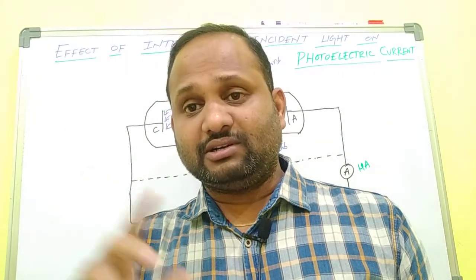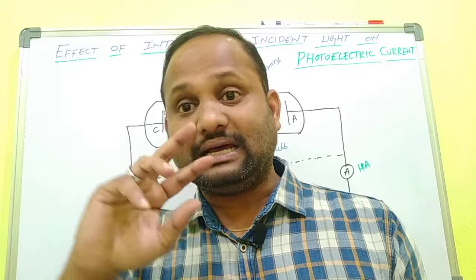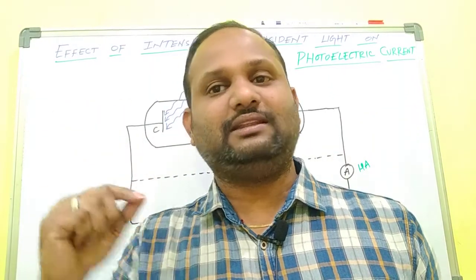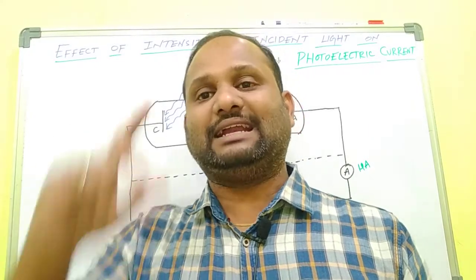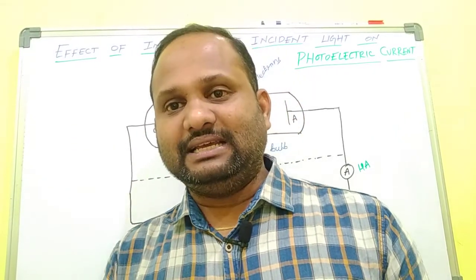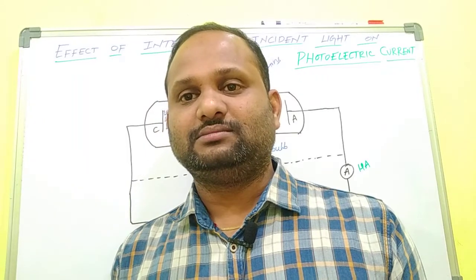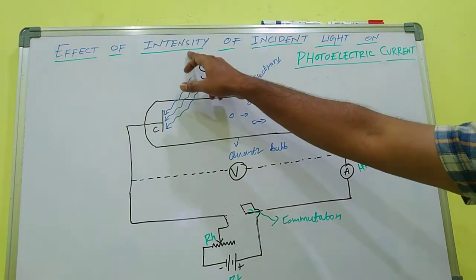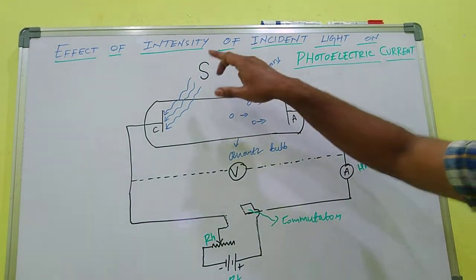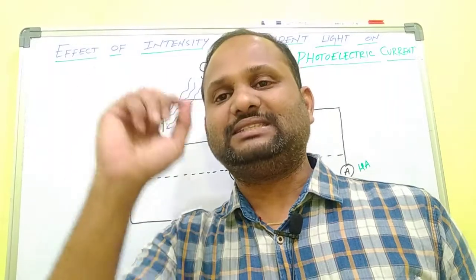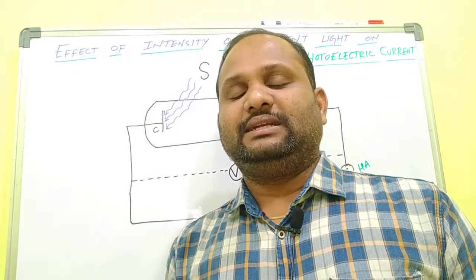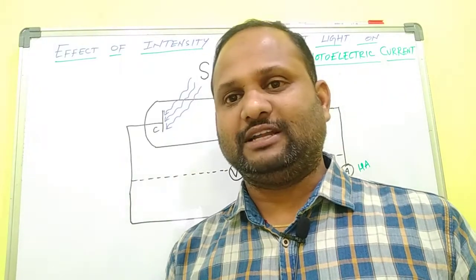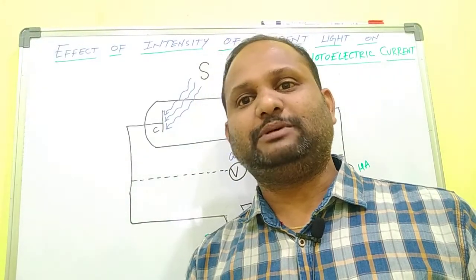Now we are going to discuss the relationship between the intensity of the incident radiation and the photoelectric current. Is there any real relationship between them? Yes. What is the relationship? Before we discuss the relationship between intensity and photoelectric current, we first want to know what intensity means. Intensity is power per unit area, or energy emitted per unit time per unit area.